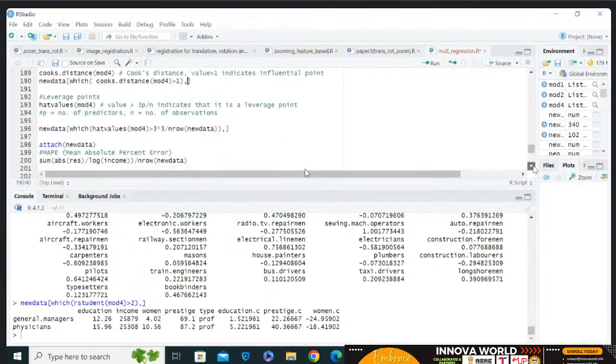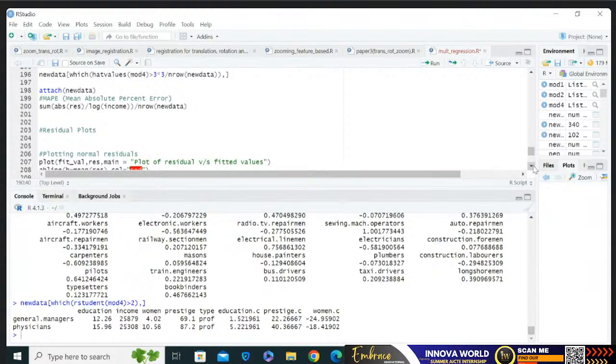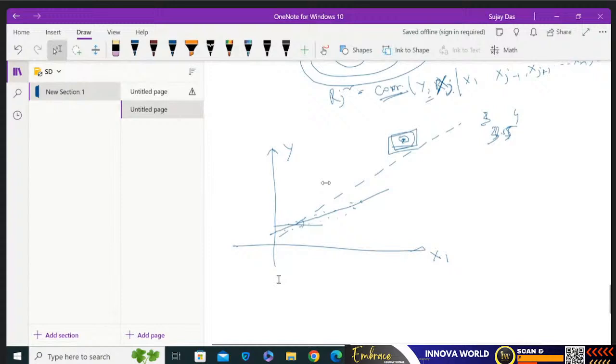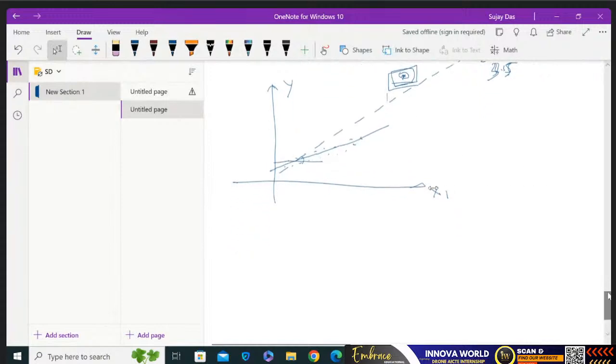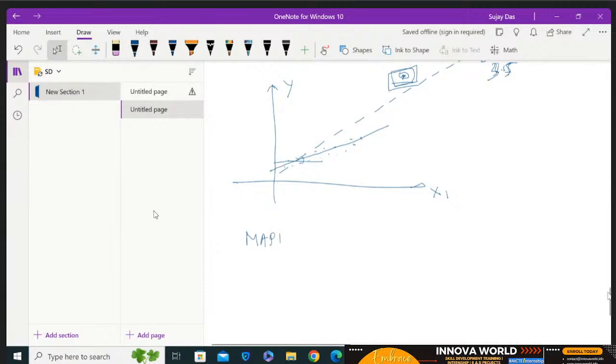And last but not the least, whenever you have completed your analysis by fixing all these problems, suppose you have fitted the linear regression, checked all these assumptions, and you are satisfied, then you need to check the mean absolute percent error. This is not actually a fixed code; you can find this code yourself. The formula I can write is like this: mean absolute percent error.